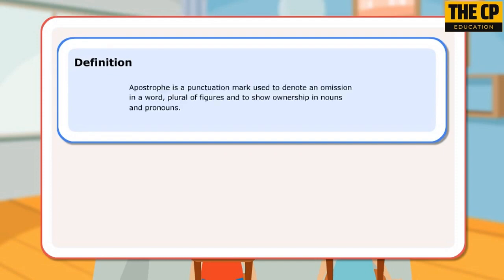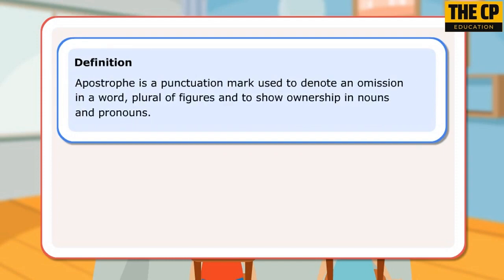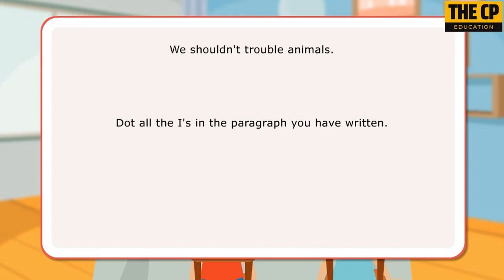Definition. Apostrophe is a punctuation mark used to denote an omission in a word, plural of figures, and to show ownership in nouns and pronouns. Let us look at a few sentences. We shouldn't trouble animals. Dot all the I's in the paragraph you have written. Ritika's house is very beautiful and grand.